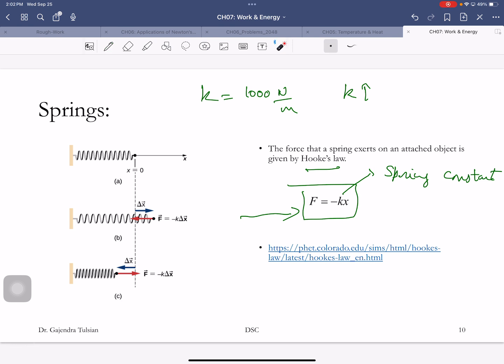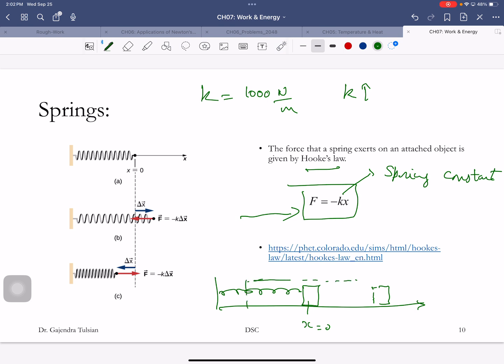So here's an example. The x component of the force, well, it's only applying a force. The force is dependent on the location, on the position of the object. So let me attach a mass on this. So here is the equilibrium position, and let's say I stretch the spring like that, and the object moves from here to there. So this is your initial position, and the force the spring exerts depends on the position of the object.